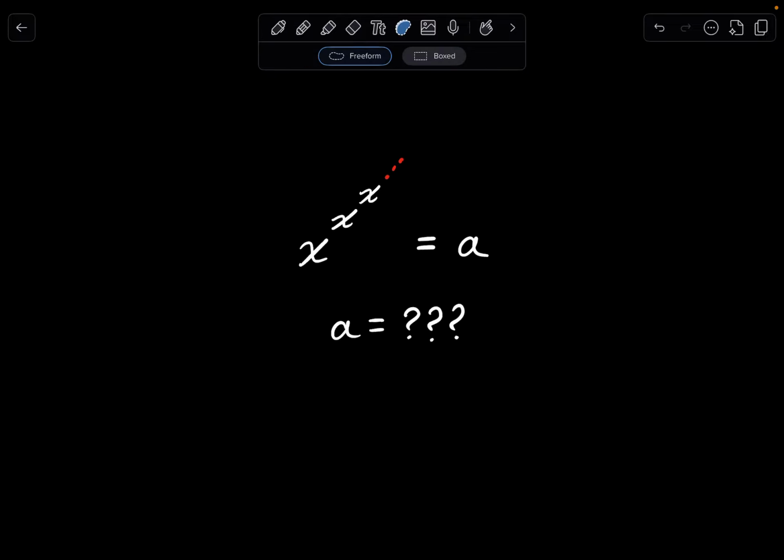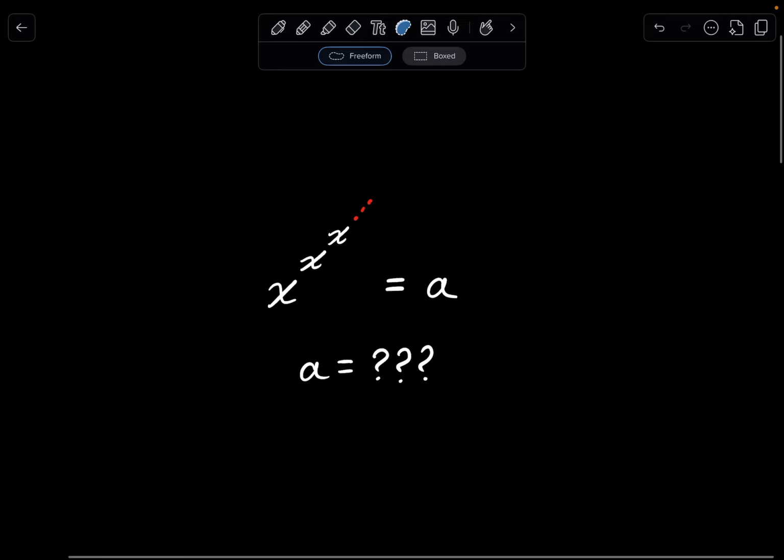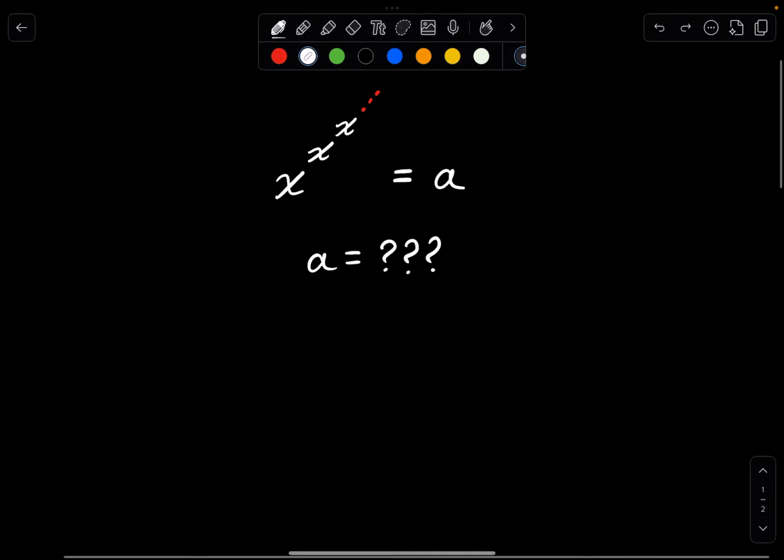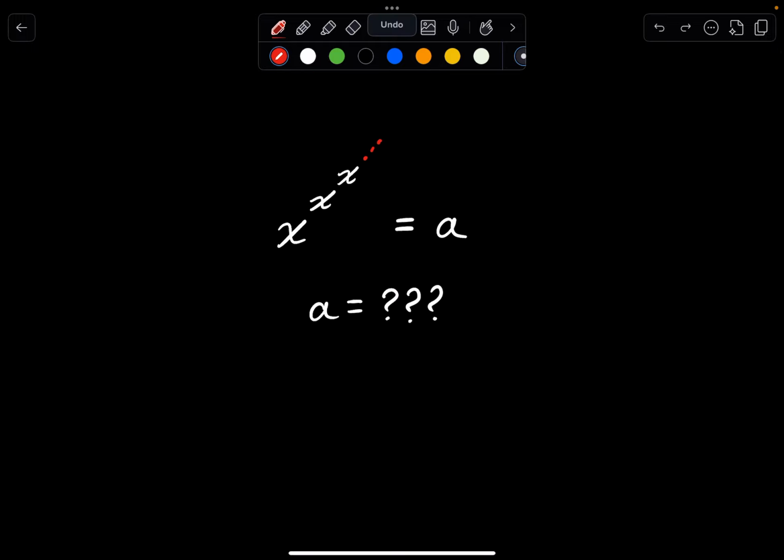Today we're going to be solving a very exponential problem. As you can see here, we have x to the power of x to the power of x to the power of x infinitely many times is equal to some number a. Today we're going to be solving for what a really is other than just this definition, and how can we write that in terms of just x instead of this giant infinitely long exponent thing.